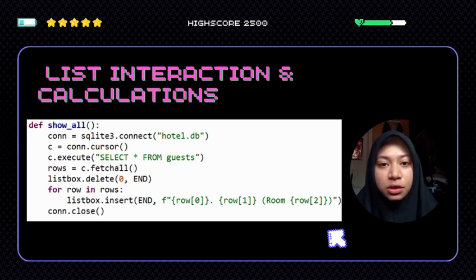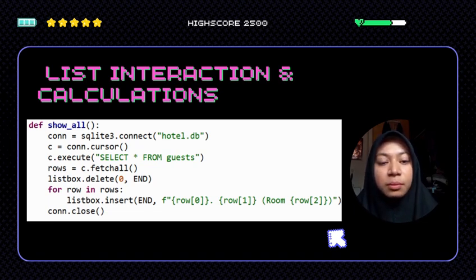Next one is to execute a SQL query. The cursor c executes the SQL command, which is select from guest, which retrieves all guest records or entries from the guest table. Next, to fetch the data, we use c.fetchall(), which collects all rows from the executed query and stores them in the rows variable, preparing the data for display.